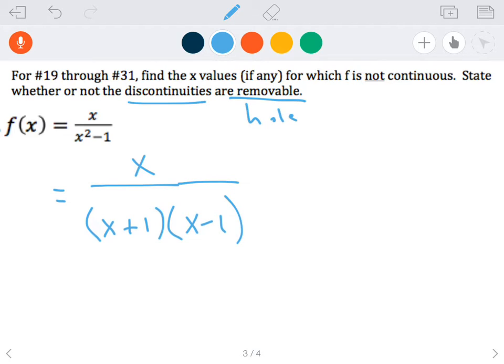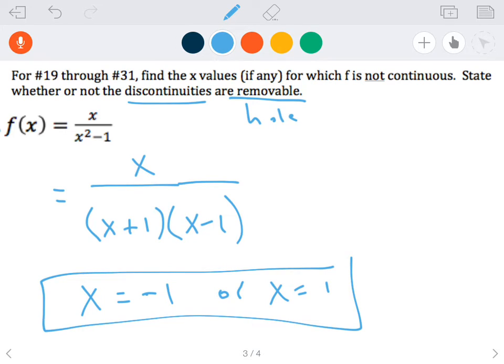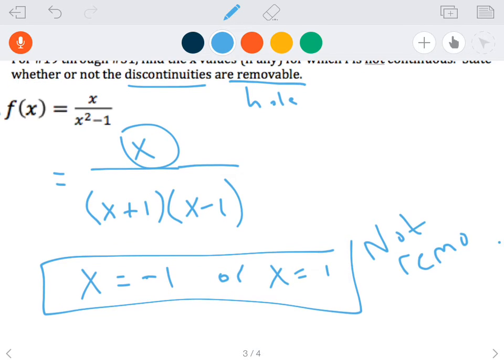And things are discontinuous whenever the denominator is equal to 0. So if I look at the denominator, I can say that x equals -1 or x equals 1 would give me 0, and so those are my discontinuities. And the question is, are they removable? Well, there's nothing that I can cancel with that numerator, so these are not removable. And remember, not removable indicates that these are vertical asymptotes and not holes.